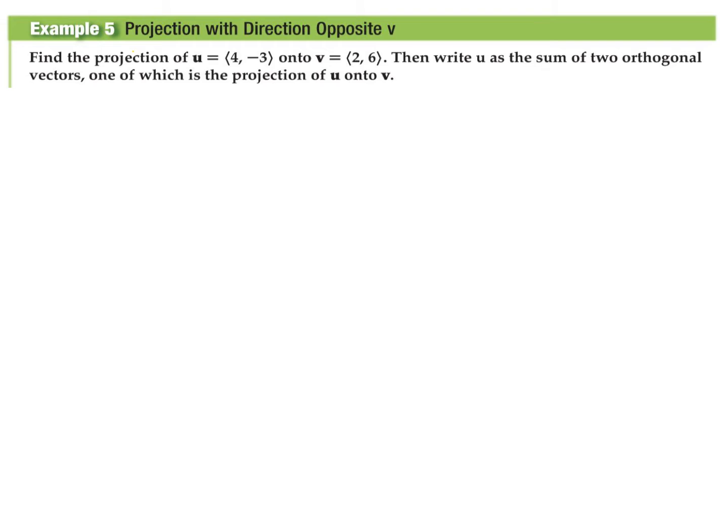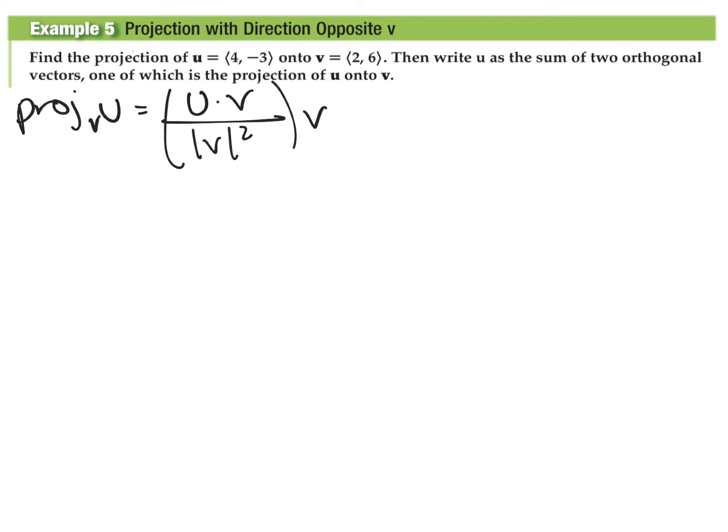So based off of that projection, we've got the projection of U onto V. It's equivalent to the dot product of U and V over the magnitude of V squared, all times vector V. So what we are doing is we're going to plug these pieces in similar to the last problem. The steps are going to be the same. It's just the end that looks a little different.